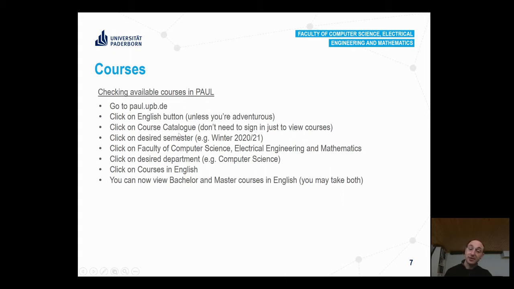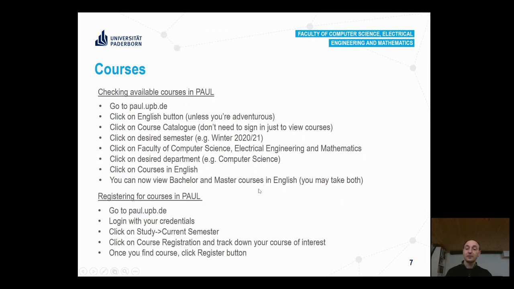You click on your desired semester. Okay, so for example, winter 2020. And then you click on your faculty, you click on your department, and then you can click on something called courses in English, right? Typically, I'm assuming you want to see courses in English. If not, you don't have to click on this final link. And this will show you the courses that are available in English, both in bachelor's and master's. In principle, you can take both. So that's how you just look what's available in Paul in terms of courses.